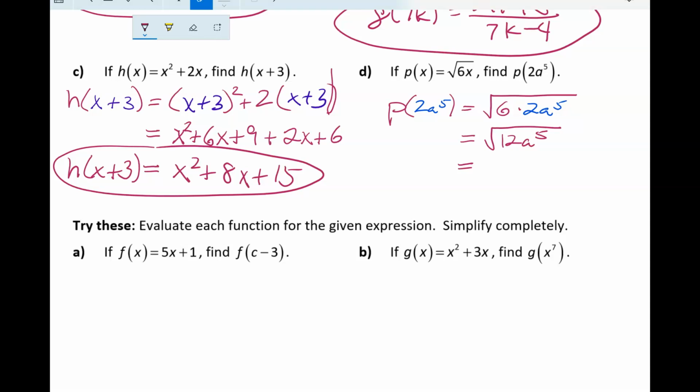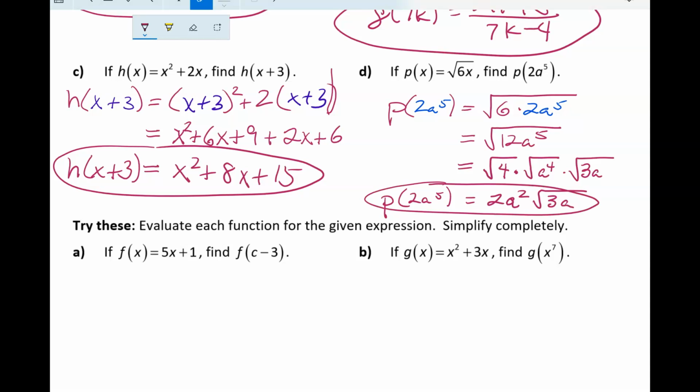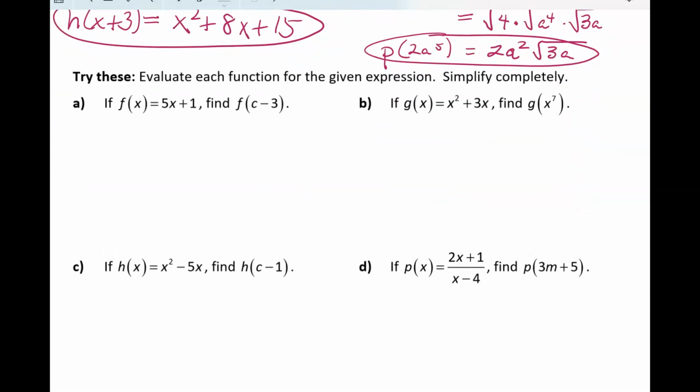We're looking for perfect square factors if we want to simplify that. So the square root of 4 is a perfect square factor, a to the 4th is a perfect square factor, and then that leaves us with an extra factor of 3 times a. So p of 2a to the 5th power is 2, because 2 times 2 is equal to 4, times a squared, since a squared times a squared is equal to a to the 4th, times the square root of 3a in simplified form. All right, your turn to try a below on your own.